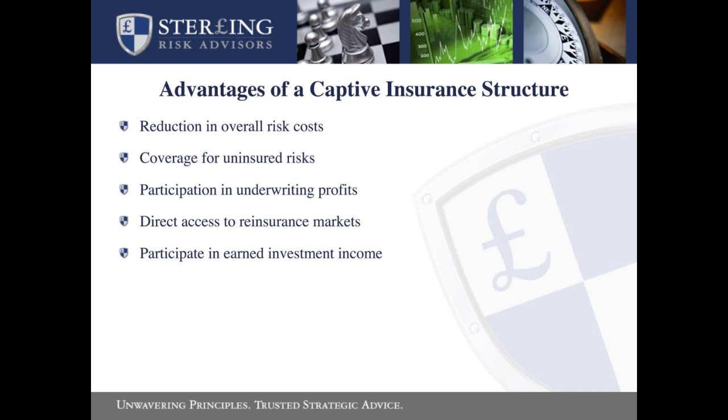The advantages, and if you Google captive, you're going to see these 5 things over and over again, because everybody talks about reduction in the risk costs, cover uninsured risk. The captive allows you to participate in the underwriting profits because you own the insurance company. You have direct access to insurance markets that are called reinsurance markets, and I'll have a slide on that. And you participate in the earned investment income because as you set reserves aside, those reserves can earn investment income before they're paid out as claims.